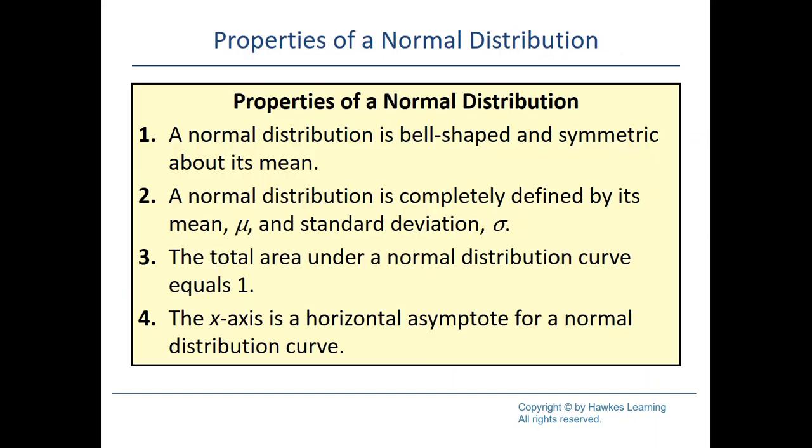So some properties of a normal distribution: it has to be bell-shaped. It has to be symmetric about the mean. The normal distribution is completely defined by whatever the mean and standard deviation is. The total area under the curve itself will equal 1, and the x-axis is a horizontal asymptote, meaning it gets really close to but never actually touches the x-axis.